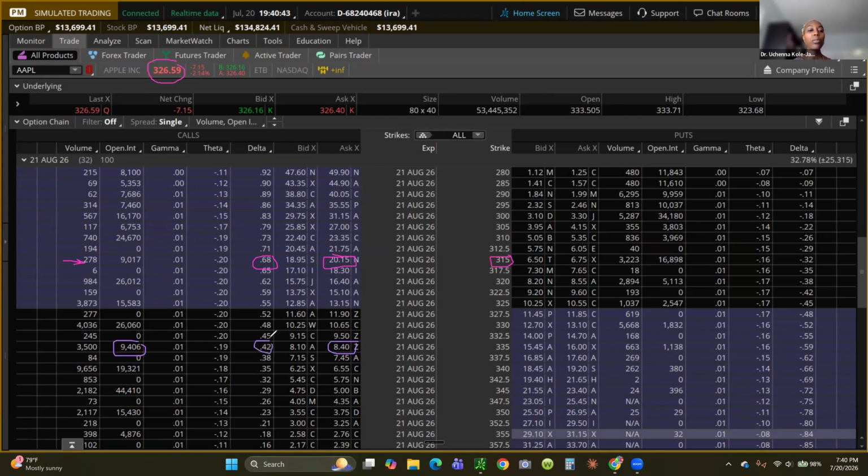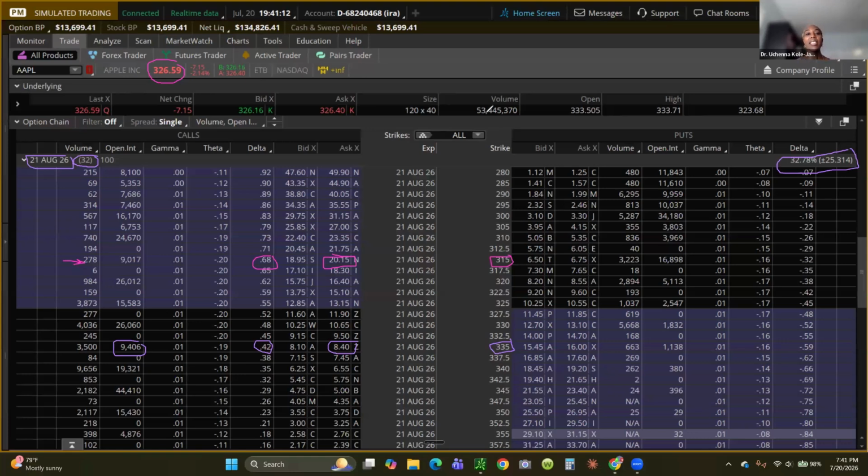My delta is 42. So what does that mean? There's a 42% chance of this option that I bought being in the money by August 21st, which is in 32 days. Where does it have to go? Right now it's trading at 326. I need it to at least make a $10 move. Look at this.